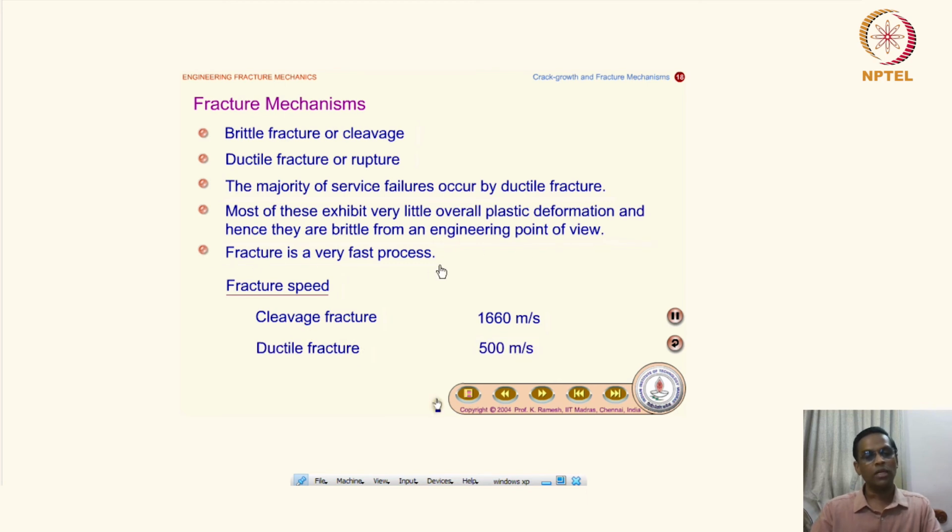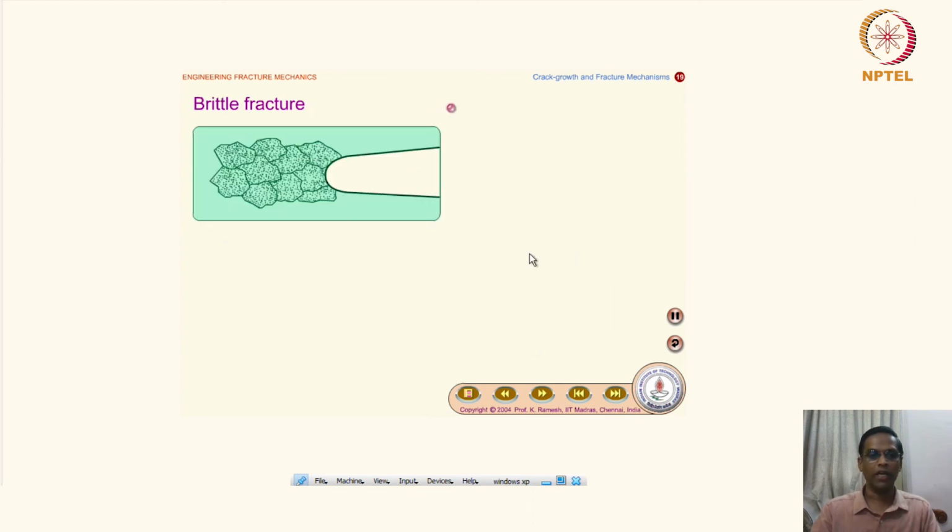Fracture is a very fast process. So what is the fracture speed? The cleavage fracture speed is 1660 meters per second. A ductile fracture is 500 meters per second. So you are getting significantly different values for a cleavage fracture and a ductile fracture when it comes to fracture propagation. So we can look at the severity.